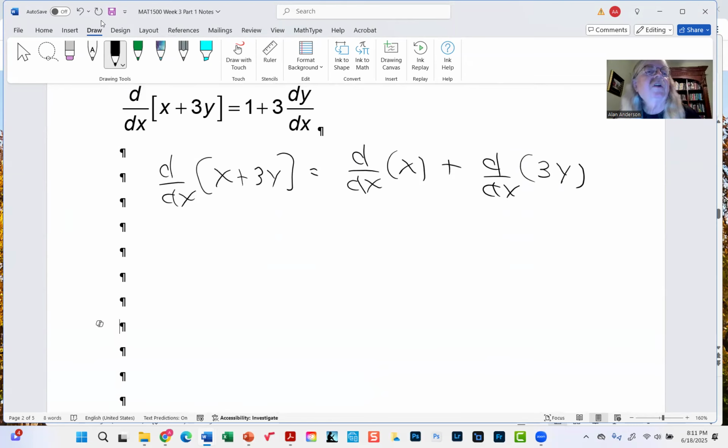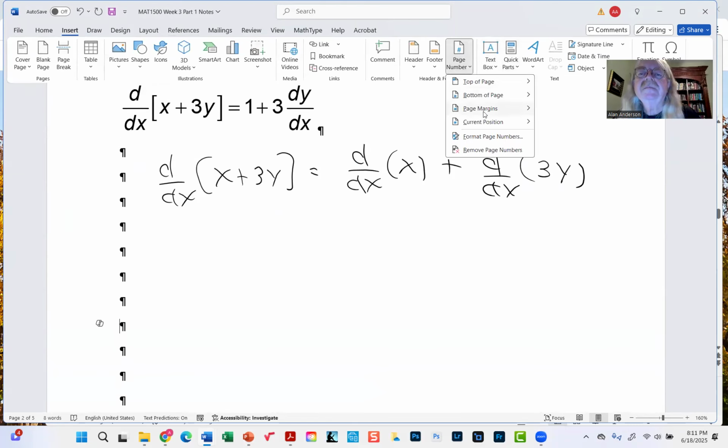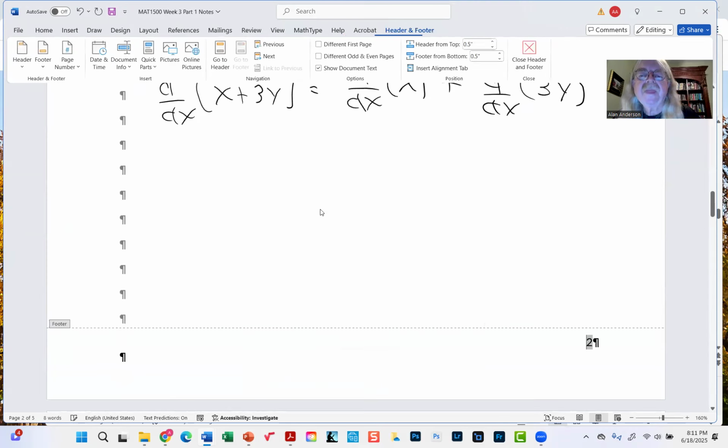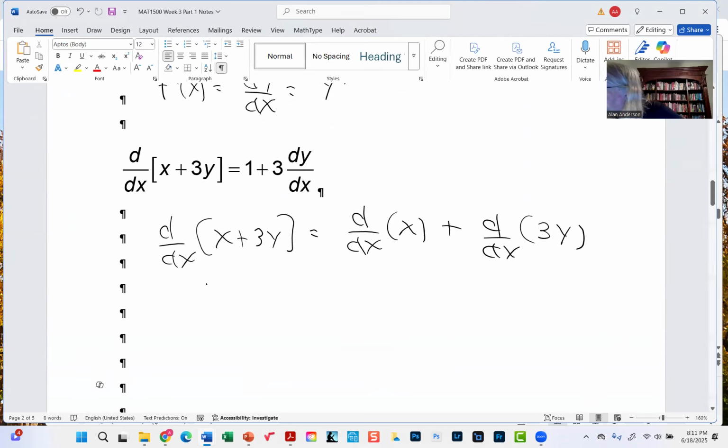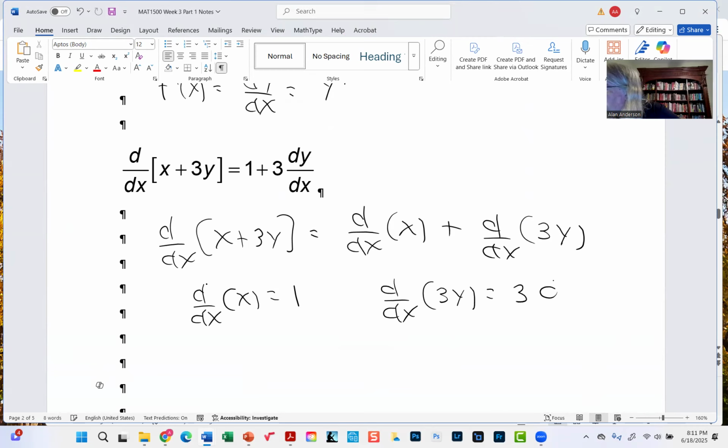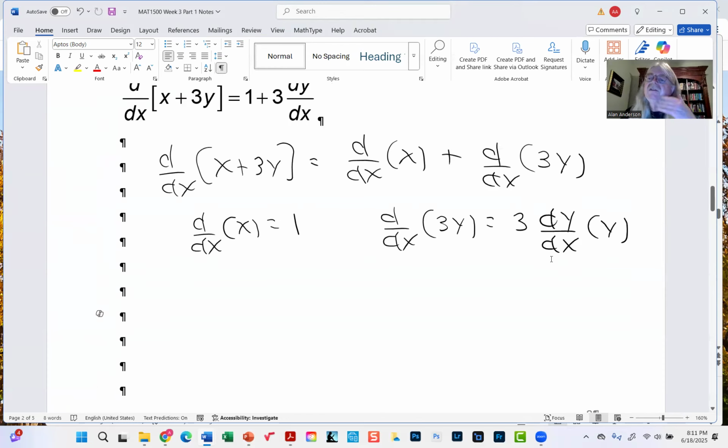So the first term, it's easy. We know how to do this. The derivative of x with respect to x is simply 1. Now for the second term, though, we can rewrite this as 3 times d/dx of y. And so when we're using implicit differentiation like this, the derivative of y is simply either dy dx or y prime.